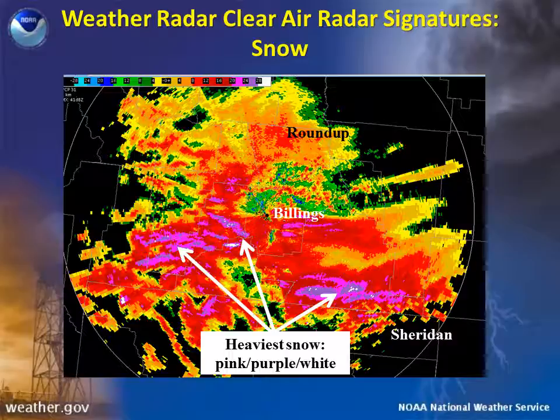This is an example of the radar in clear air mode detecting bands of snow falling over south-central Montana, as well as northwestern and north-central portions of Wyoming. Clear air mode uses a different color scheme than precipitation mode, so the heaviest rates of snow are in the pink, purple, and white. The edge of the range of the radar, the white circle, gives the appearance that the snow has stopped that far from the radar, but this is not the case. Light snow is reported in Broadus.